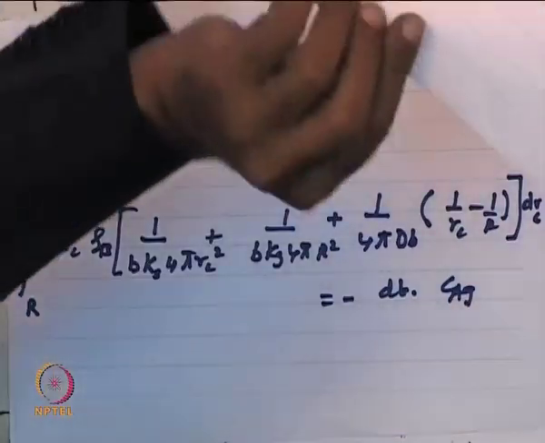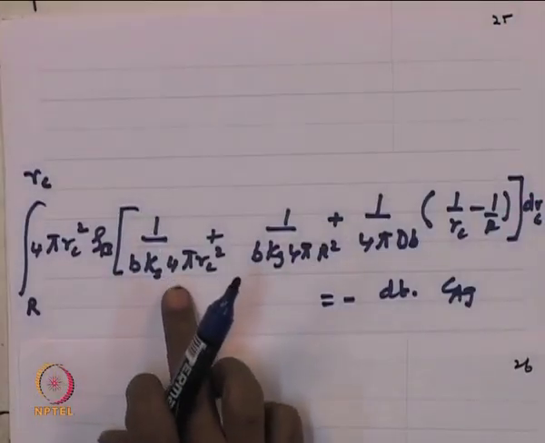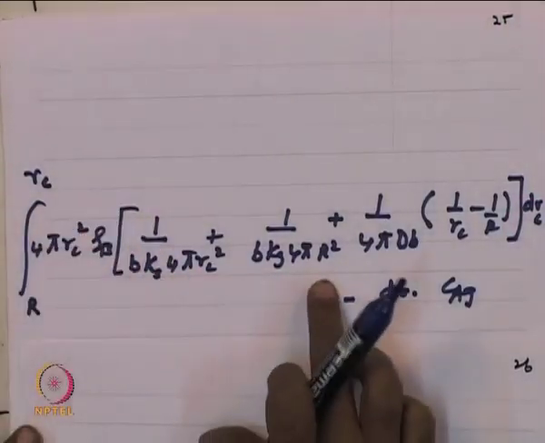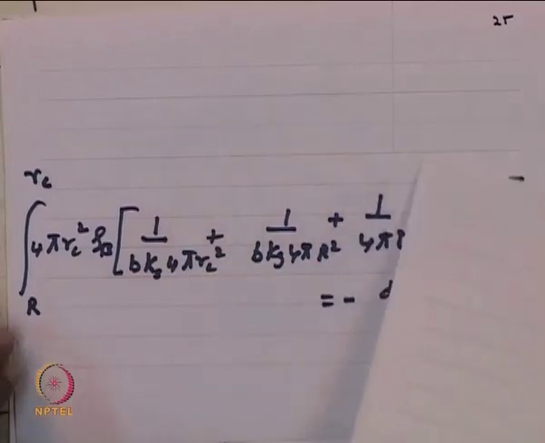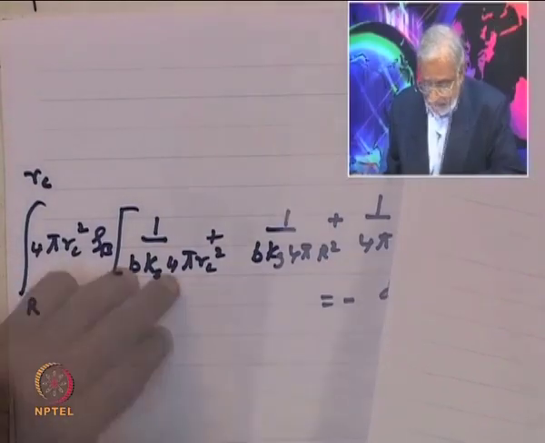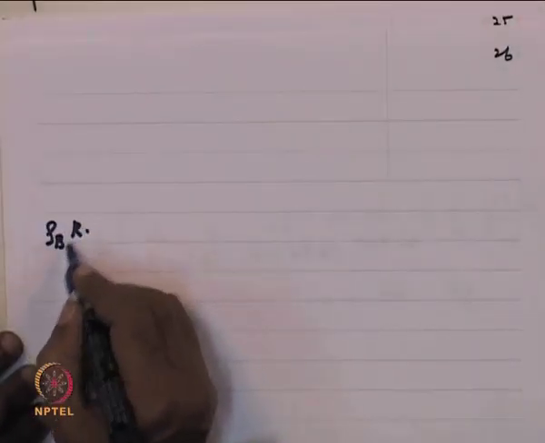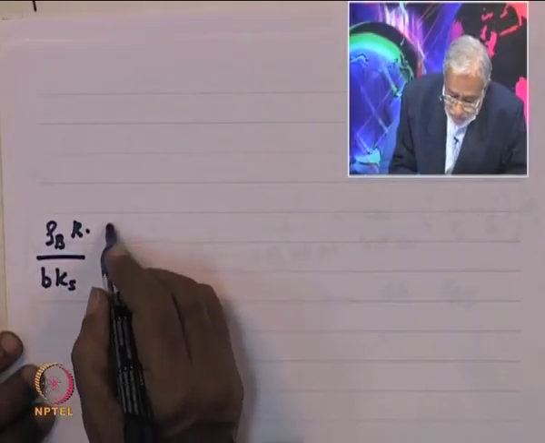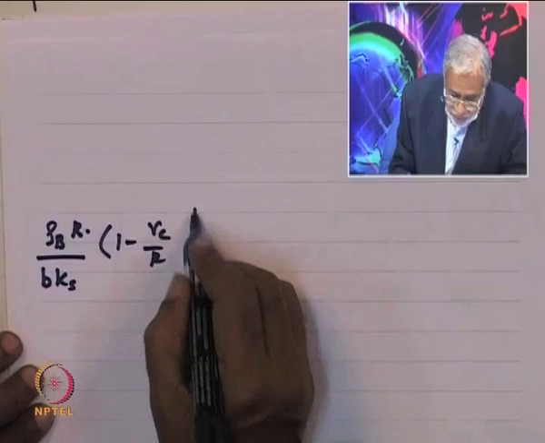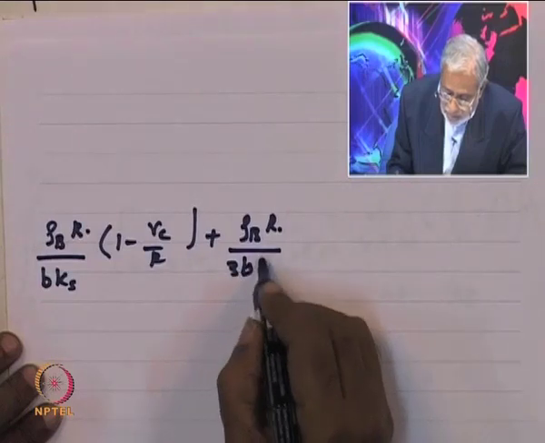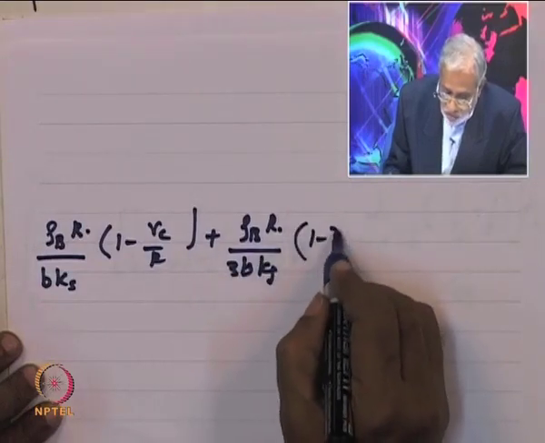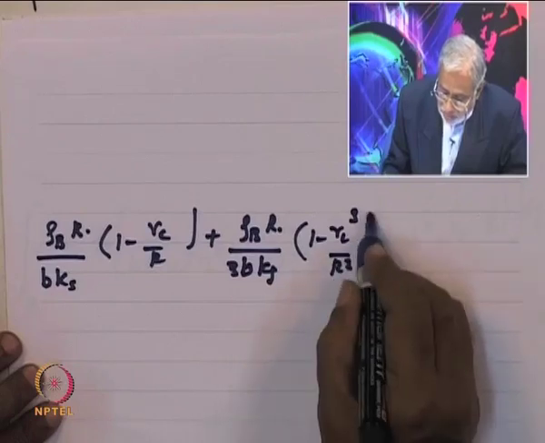Now, when we integrate, let me integrate this, each of these terms going from R to R_C. Since we have done all these before, I will not go through the whole thing once again. Instead, simply do the integration quickly. What I get on the left hand side is rho_b R divided by b k_s times 1 minus R_C by R, that is one term, rho_b R divided by 3 b k_g into 1 minus R_C cubed by R cubed. This is the film diffusion.